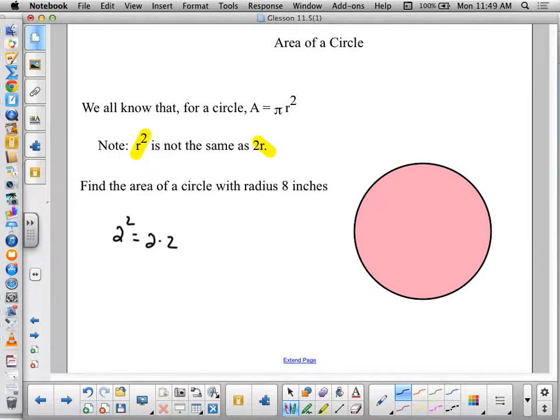7, for example. 7 squared is 49. 2 times 7 is 14. They're not the same. Do not confuse multiplying by 2 with squaring.